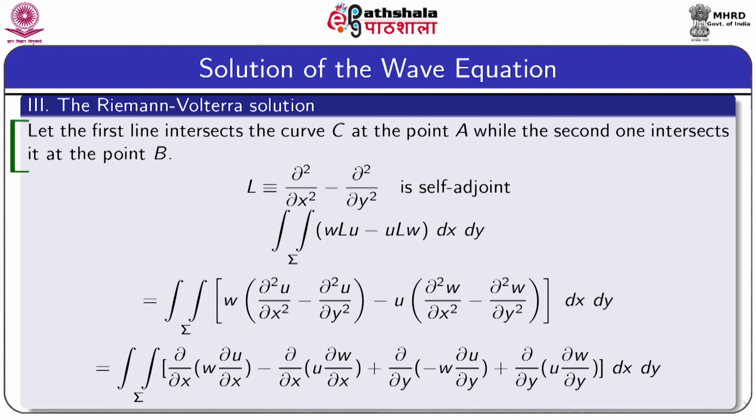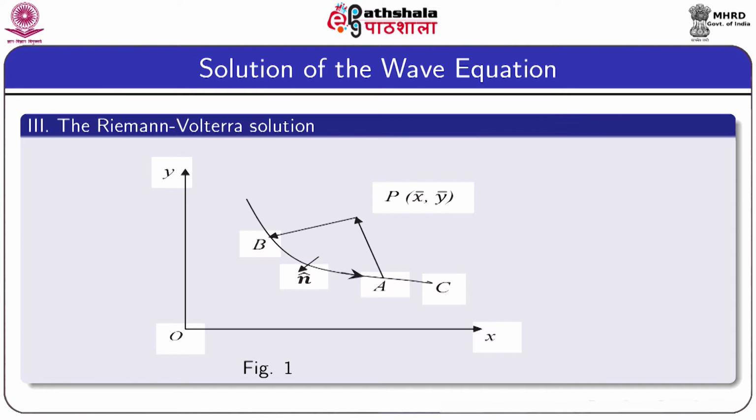So, let us first assume that the first characteristic, that means x + y = x bar + y bar, intersects the curve C at point A, while the second line intersects it at the point B, which you can see in this figure. This is the first line, it intersects the curve C at the point A, and this is the second line, this intersects the curve C at the point B.